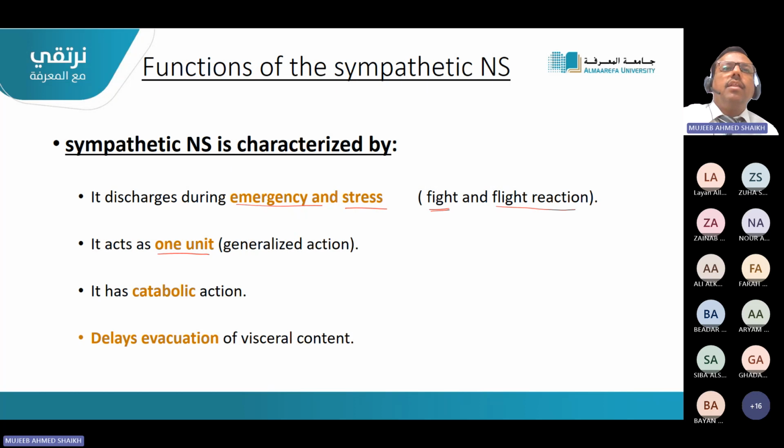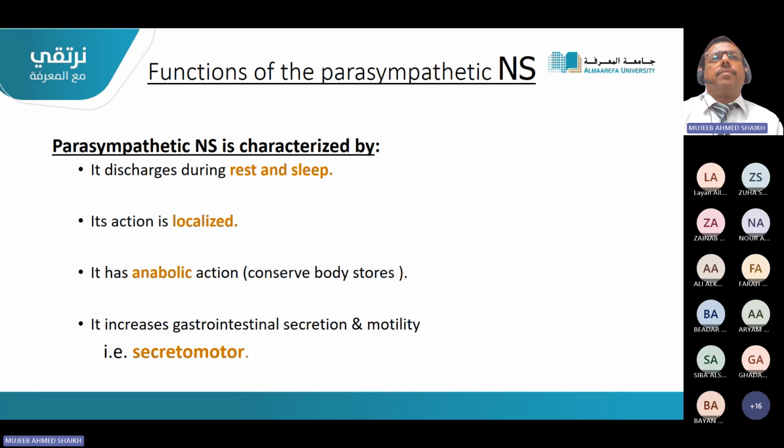So this is acting as one unit, and it is a catabolic condition. Catabolism means breakdown, when you are breaking down the molecules to make energy supply for the organs. So catabolic system, not anabolic. And it will be delaying the evacuation of the visceral content. Your GI motility is decreased, your sphincters are constricted, so it is delaying the content to be moved outside. So this is a general effect of sympathetic stimulation.